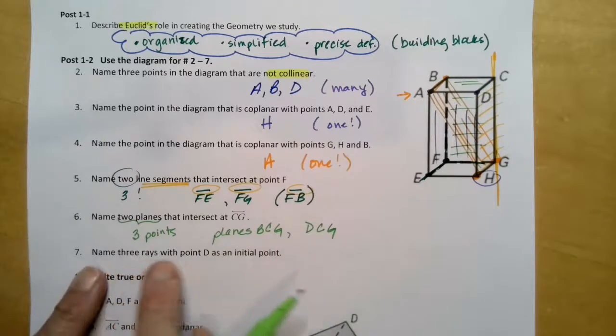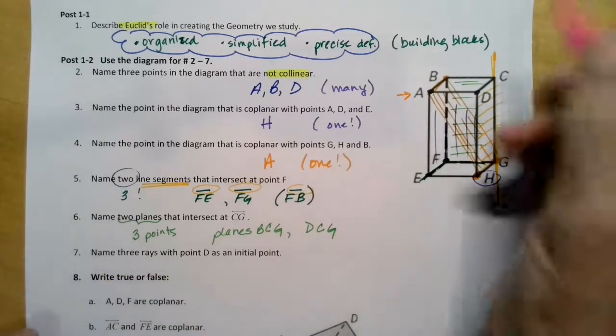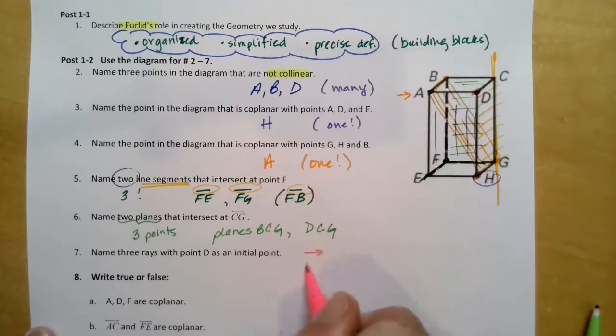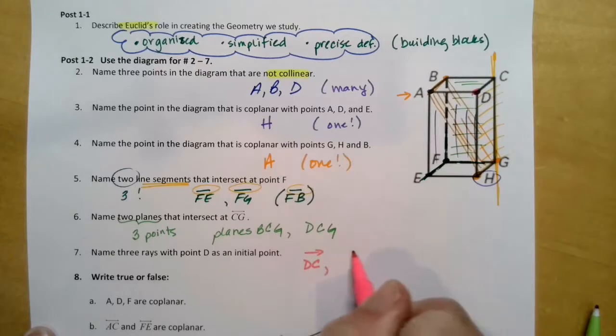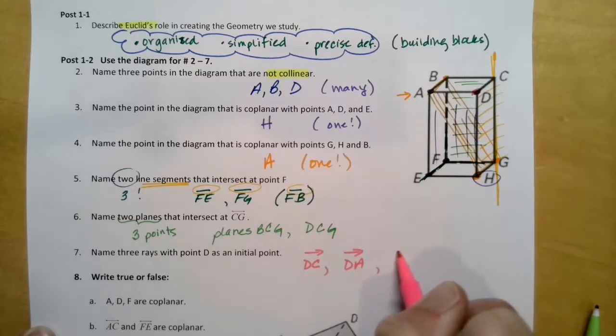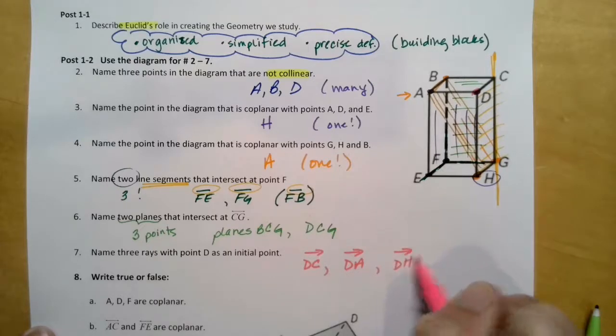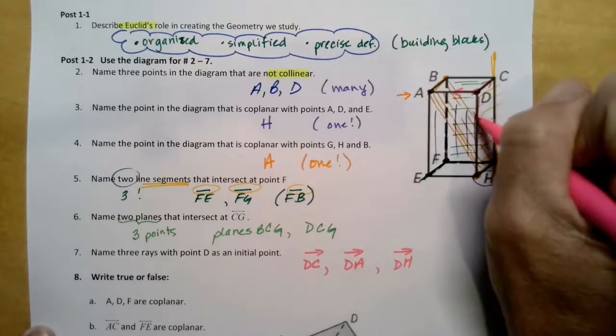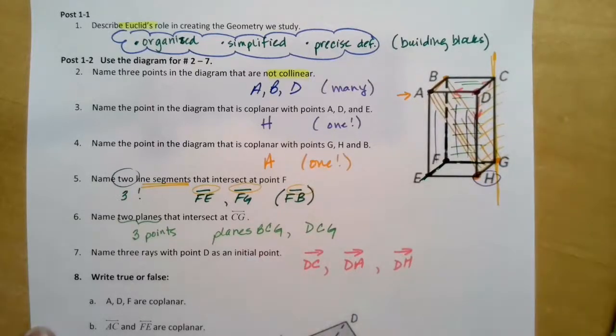Okay, name 3 rays with point D as my initial point. Here's point D, so we can talk about ray DC, we can talk about ray DA, and we can talk about ray DH. Each of those rays has point D as that initial point.